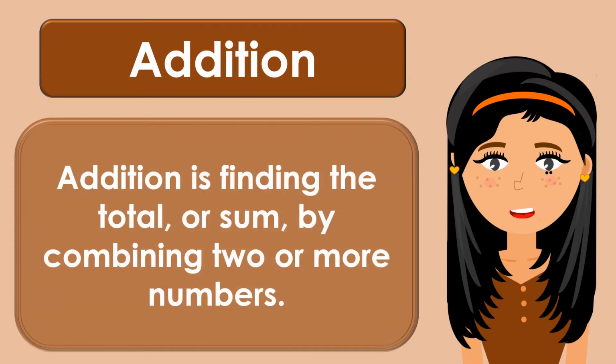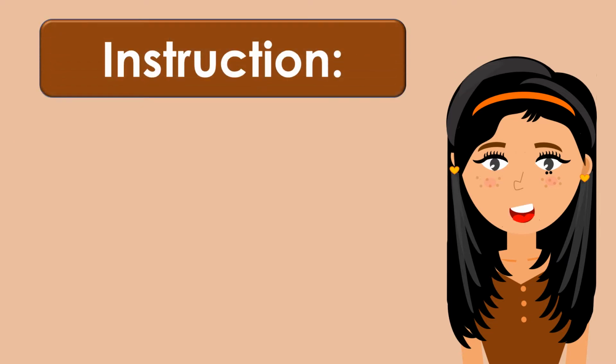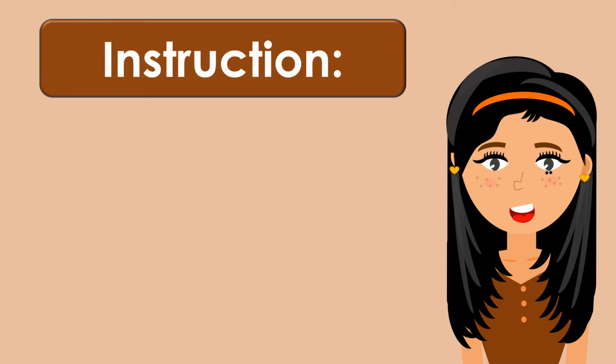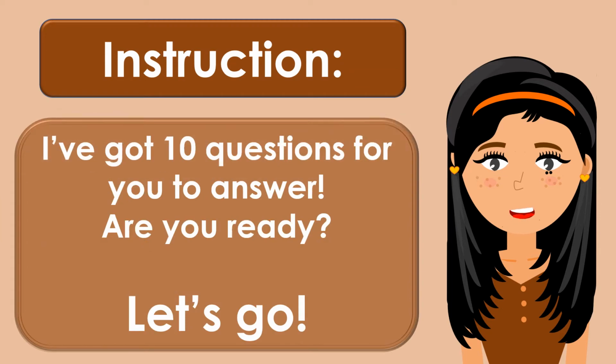Addition is finding the total or sum by combining two or more numbers. Count the sets of objects in each item. Find the sum or total number of each object. I've got 10 questions for you to answer. Are you ready? Let's go!